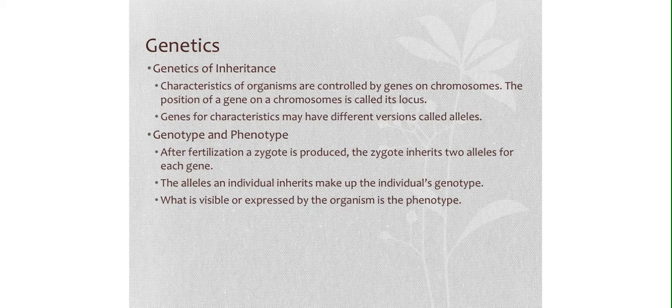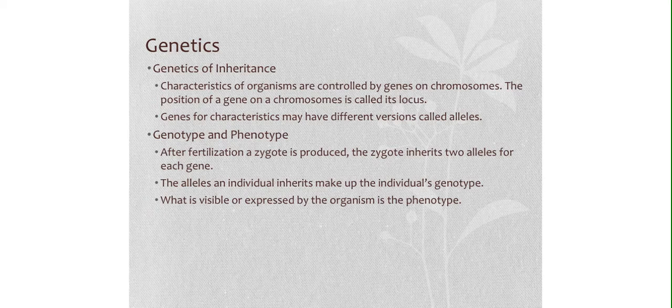Characteristics of organisms are controlled by genes on chromosomes. The position of a gene on a chromosome is called its locus. Remember we talked about crossing over? This is a possible thing. So at a gene's location, known as a locus, you can basically swap that gene on a homologous chromosome. Genes for characteristics may have different versions called alleles. I'm going to backtrack a little bit. I want you to remember that in sexually reproducing organisms, each individual has 2 copies of the same gene.